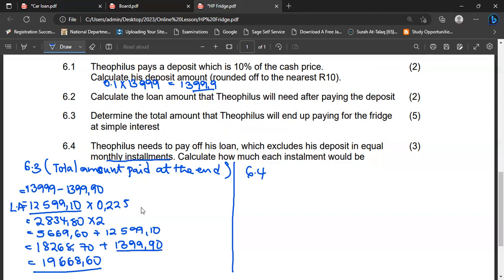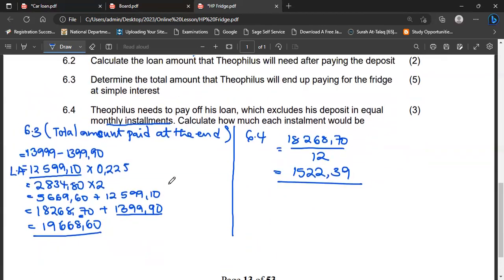So we pick this number here, which is 18,226.70. We divide this by 12. So the monthly installment has to be 1,522 rands 39 cents. That's what we look at. That's how we do it.